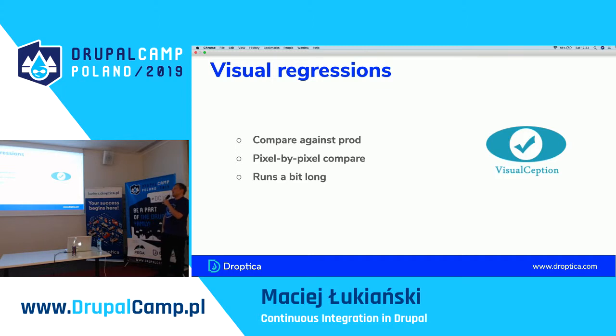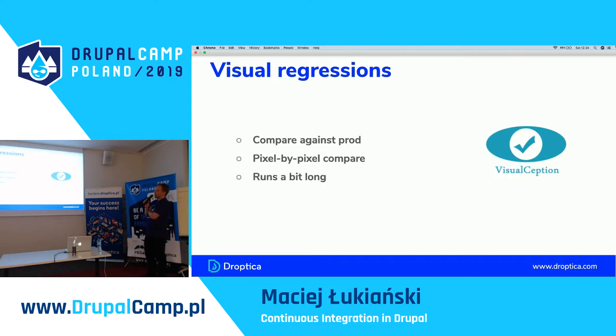Now, functional tests are really cool. They check all the functionality, but they can't tell you if your paddings are out of line or if somebody's styling broke something else. For this, we use visual regression. Here we compare against production. That's often the case, true. But we can compare it to anything, a previous version or whatever. And it's a pixel by pixel compare.